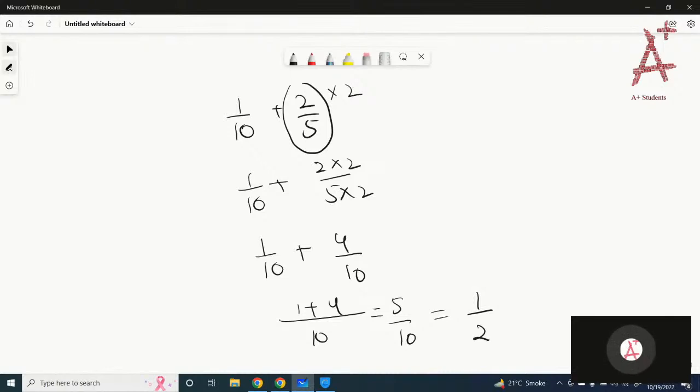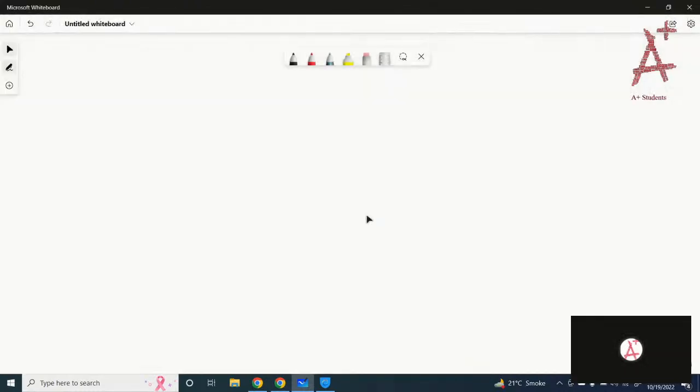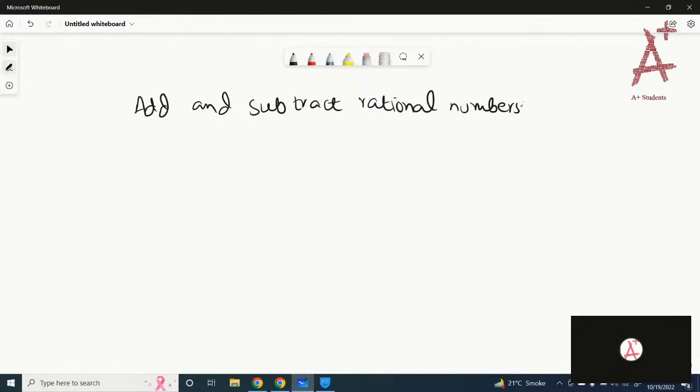Okay, so you can complete the test by yourself later today. I'm just moving on to the next topic, and the next topic is add and subtract rational numbers word problems. Okay, let's start with the first one. Let me read the first one.